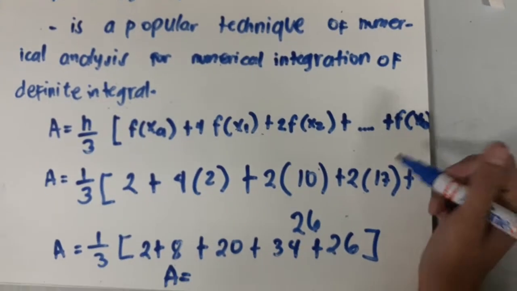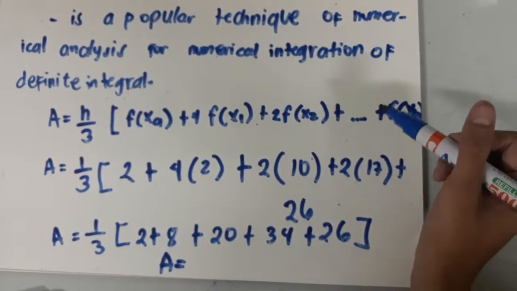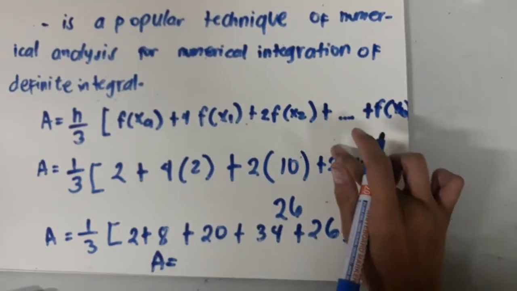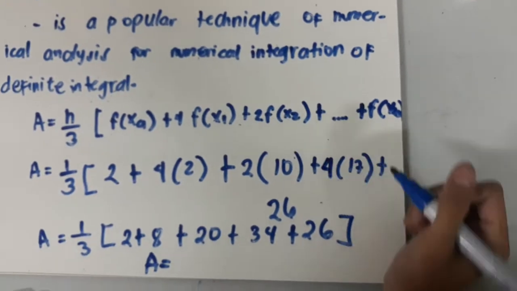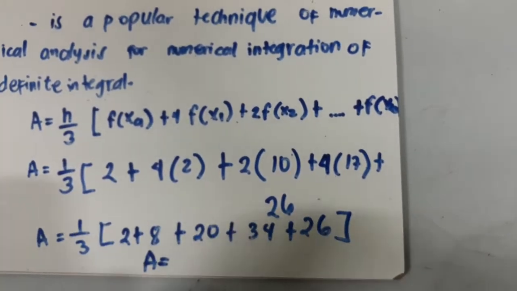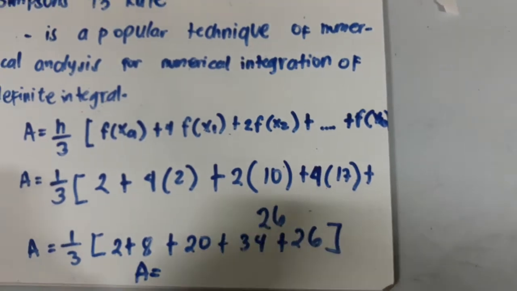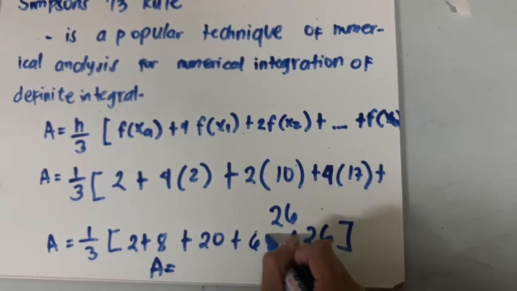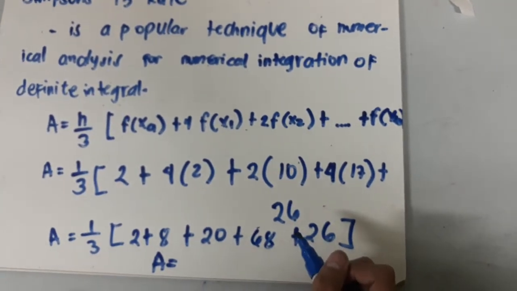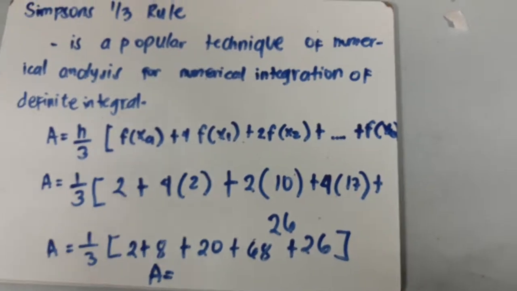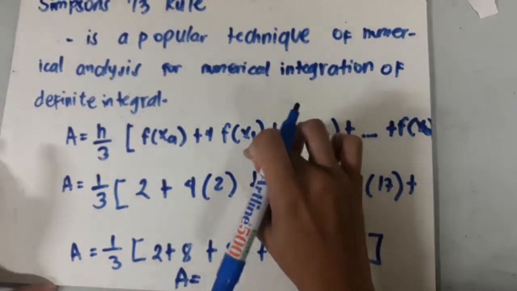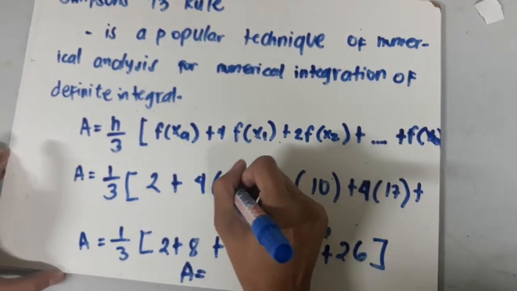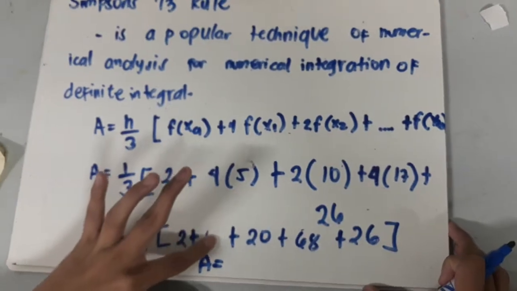So we have an error. The formula should be 4 times f of x sub 3, so it should be 4. So 4 times 17 is equal to 68. So our value here should be 68. Then we have an error again for the value of our f of x sub 1. It should be 5 according to our computed value, so we have 20 here.